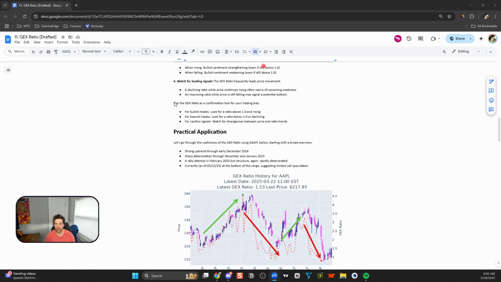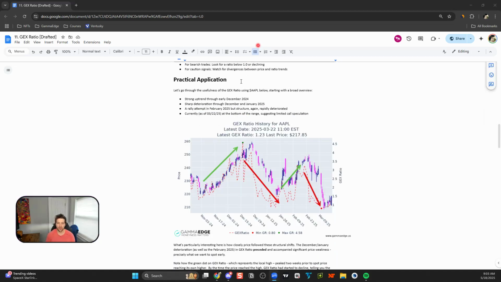And then lastly, use the GEX ratio as a confirmation tool for trading bias. For bullish trades, look for a rising ratio above 1. For bearish trades, look for a falling ratio below 0. And then for cautionary signals, watch for divergences between the price and ratio trends.